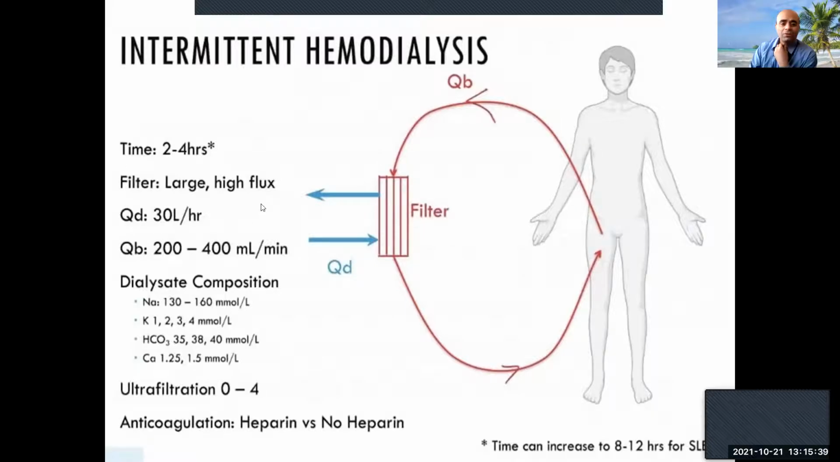And we can use a large or high flux dialyzer, and dialysate flow around 300 maximum, 300 ml per minute, which gives you 30 liters per hour. For this patient, blood flow of 200 is okay to start. I think 400 is difficult if the patient is hemodynamically unstable.